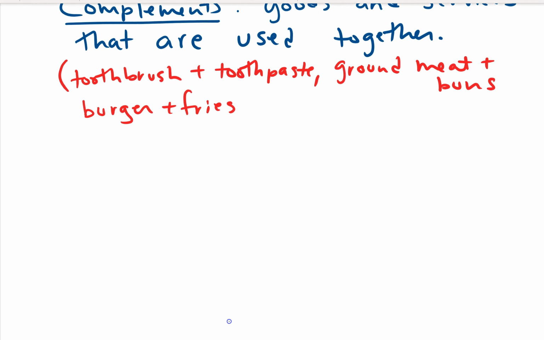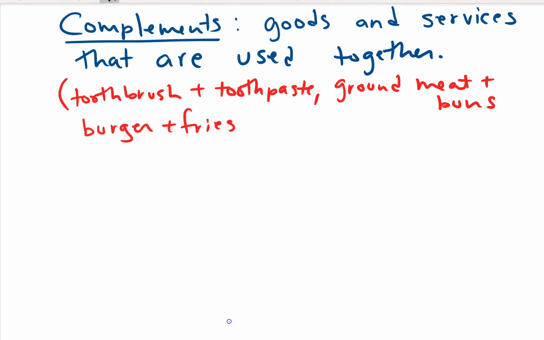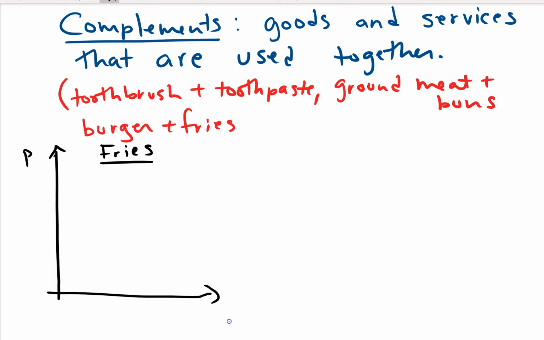So let's go to this and do our example. Let's do the burger and fries first. Let's suppose we're talking about the market for fries. So this is the market for fries, and we've got our demand curve for fries. Right now people want to buy a certain amount, and the question is, what's going to happen if the price of burgers goes up? So burgers become more expensive.